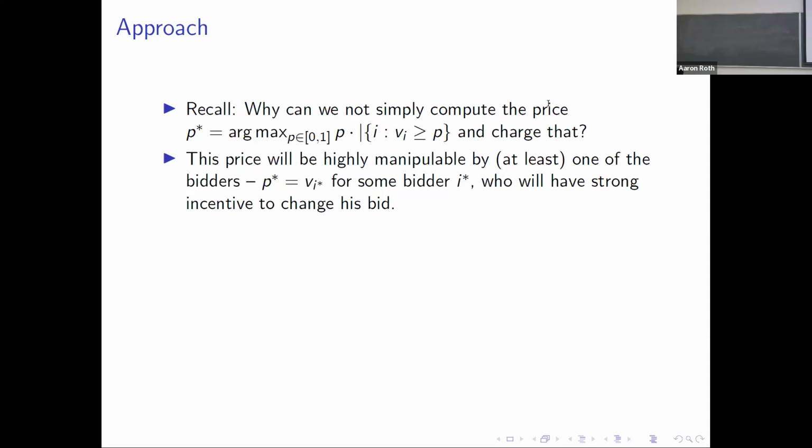Well, the problem is that because this price is computed from the bids that were received, it is highly manipulable by at least one person. The best fixed price in hindsight is going to be the bid of some particular bidder, which means that by changing their bid, they could change the price that is offered to them. So they have incentive, rather than reporting the truth, to report the bid that will lead to the smallest price offered to them, which they can then take advantage of. So it's not a truthful auction.